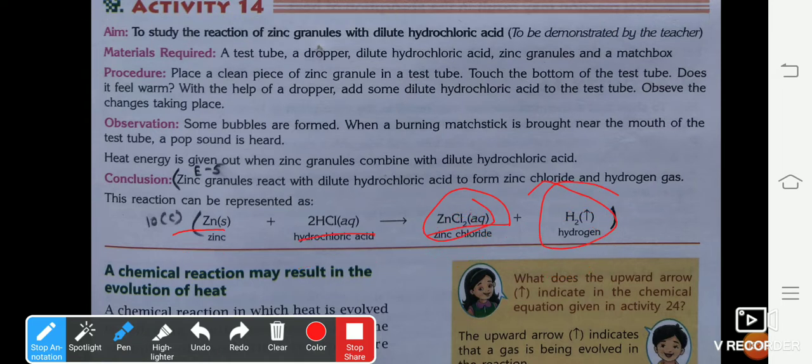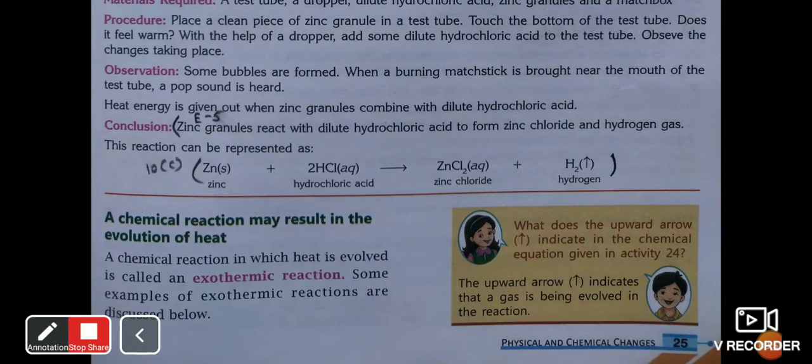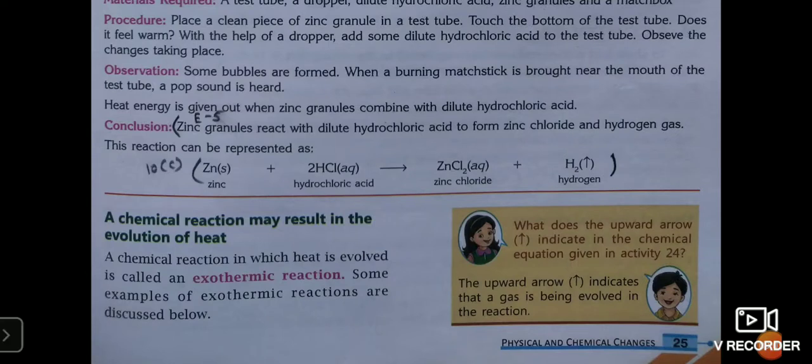So in the conclusion, you can write: zinc granules react with dilute hydrochloric acid to form zinc chloride and hydrogen gas. And the reaction can be represented as Zn(s) + 2HCl(aq) gives ZnCl2(aq) + H2. Now, we have done this in the lower class. Just to recall, a chemical reaction may result in the evolution of heat or absorption of heat. If in a chemical reaction heat is evolved, it is called an exothermic reaction. And if heat is absorbed, it is called an endothermic reaction.